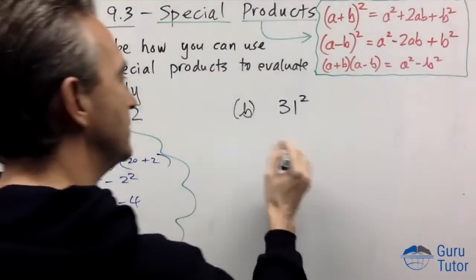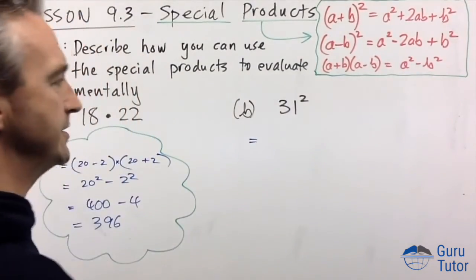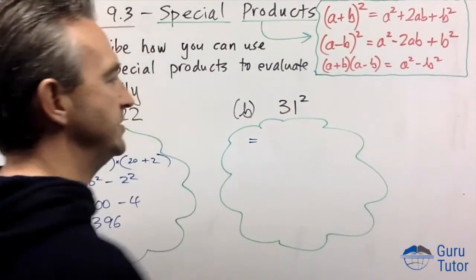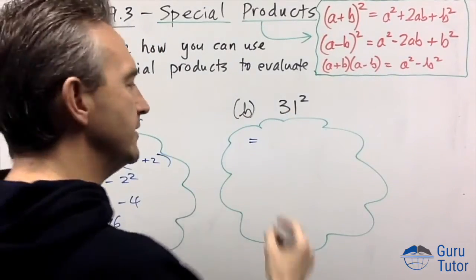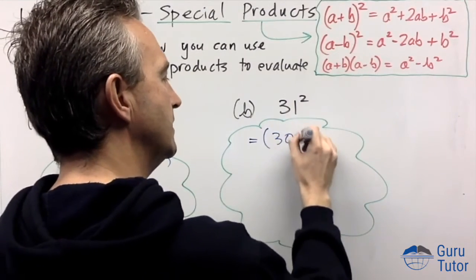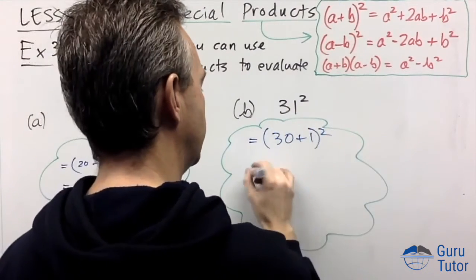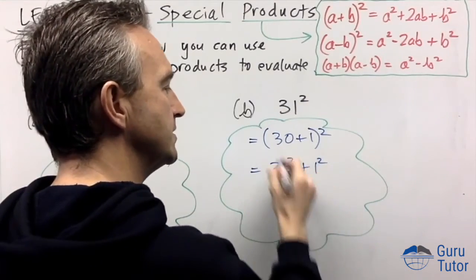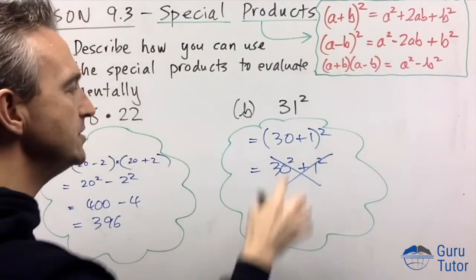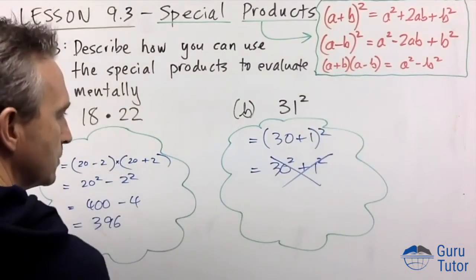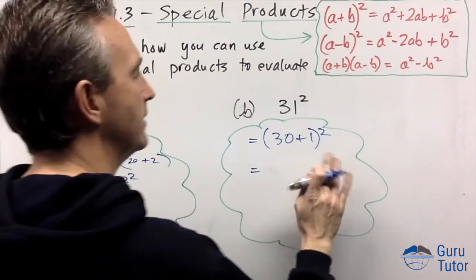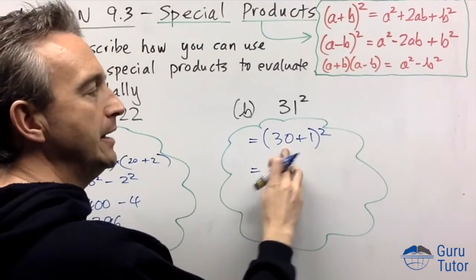What about this one, 31 squared? What's another way you can think of 31? So here's my little dream bubble here. You're doing this inside your head. 31, you could think of it as 30 plus 1 all squared. Now remember, this is not 30 squared plus 1 squared. That is not right. Whenever you see that, you've got to use one of the special products. And we're going to be using the first one. So here we're thinking a is 30, b is 1.